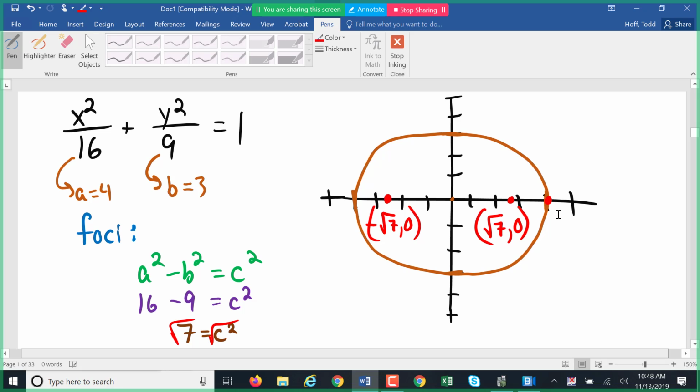This point, of course, is at 4, 0. This end over here is at negative 4, 0. This point up here is at 0, positive 3. This point down here is at 0, negative 3.